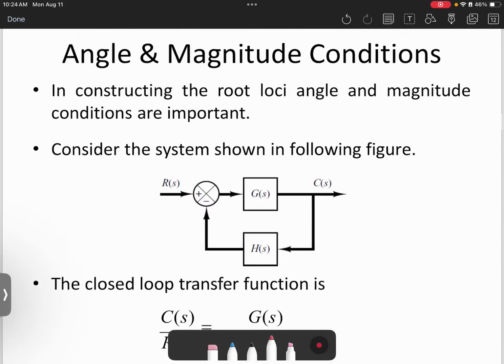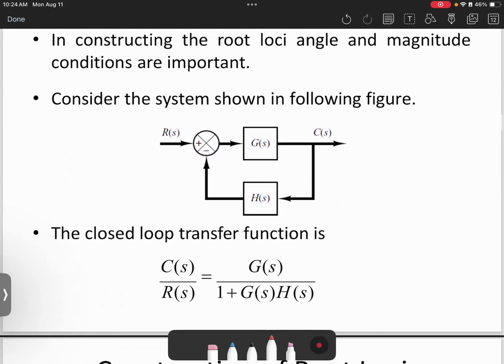Here, let's consider this system. The closed loop transfer function is G of S over 1 plus G times H. So the characteristic equation, which is the denominator, 1 plus GH, is equal to 0. That's the characteristic equation.